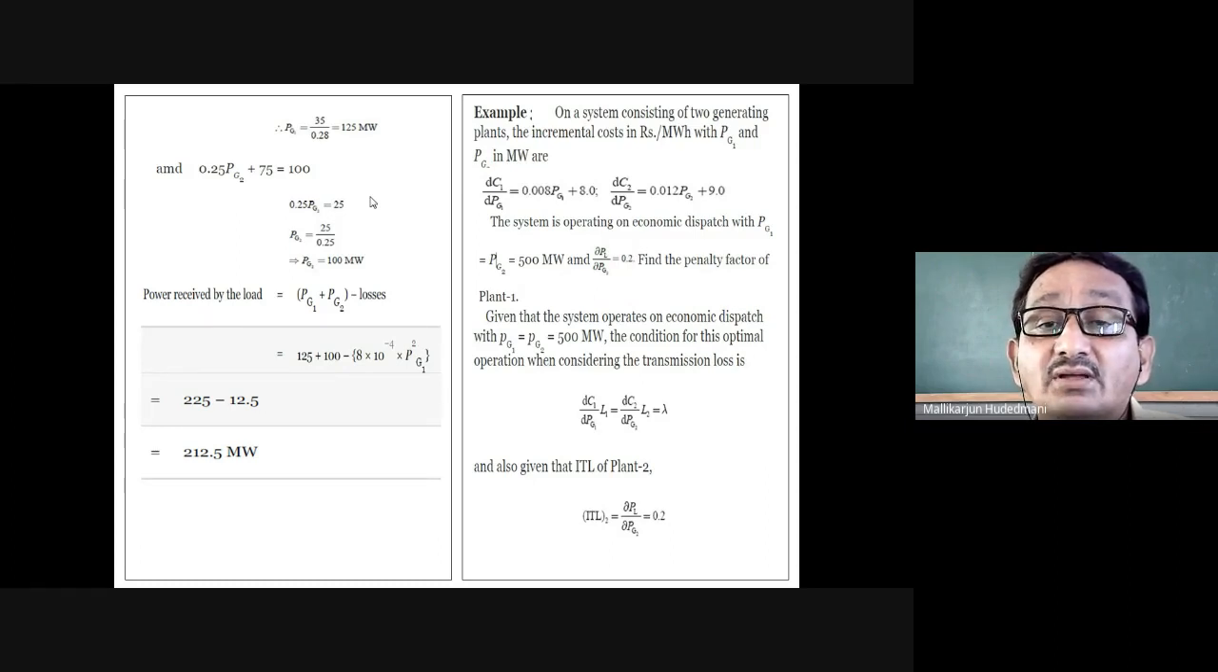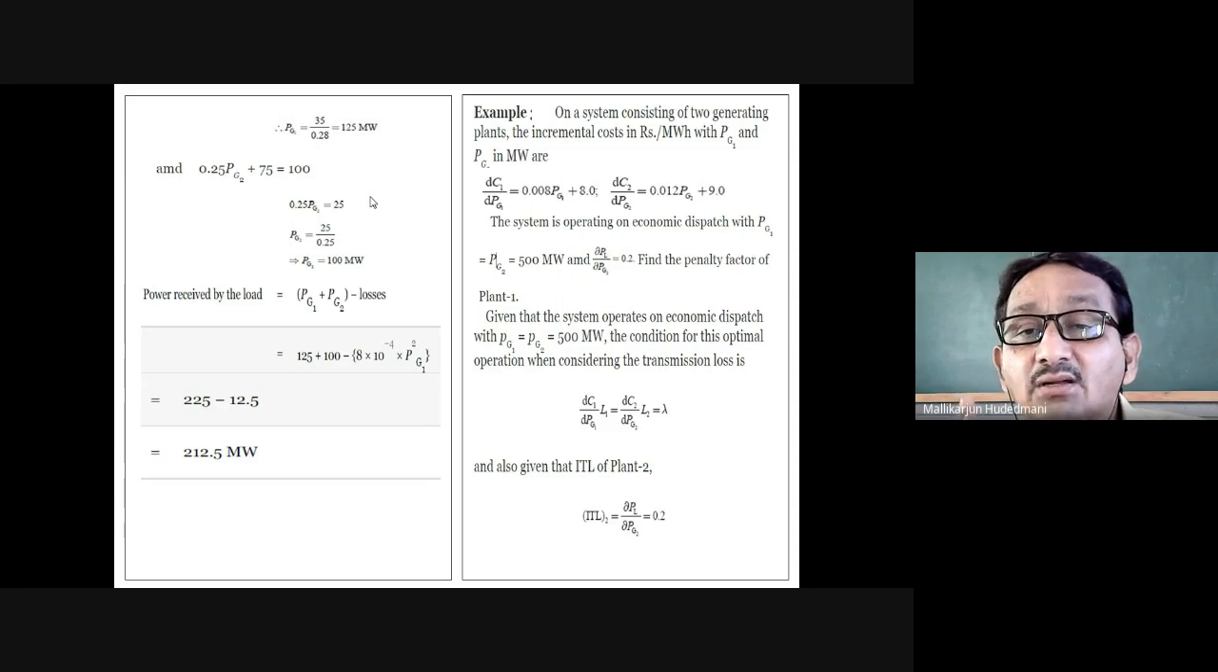Then the total power received by the load is what is delivered by the first plant, what is generated at the plant minus the loss. That is the actual load consumed on bus 2, which is 125 megawatt delivered by plant 1 and 100 megawatt when I have DC2 by dPG2. It is 0.25 PG2 plus 75 equal to 100. Lambda must be common. When I solve this, I will get PG2 as 100 megawatt. 125 plus 100 minus the losses gives me a value of 212.5 megawatt.